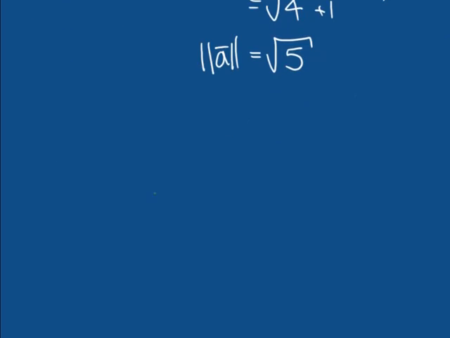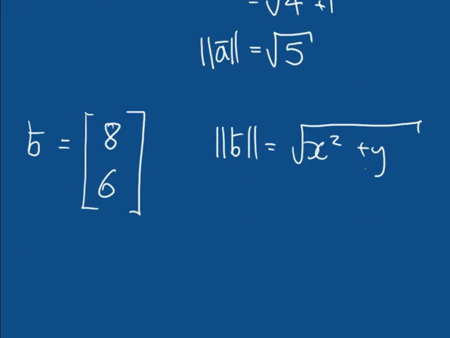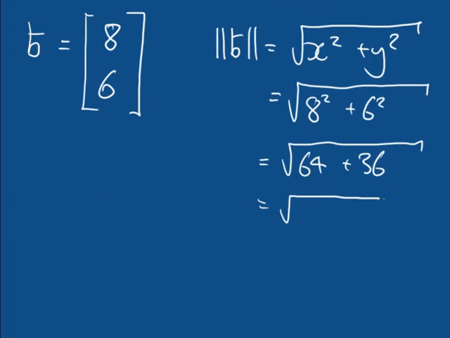So there's one example. Let's take a look at another example really quickly, though I imagine everyone by this point has already got how we do this, because it's a very, very simple operation. So let's say this is 8 and this is 6. That means the magnitude of B is equal to the square root of x squared plus y squared, which is equal to the square root of 8 squared plus 6 squared, which is equal to the square root of 64 plus 36, which is equal to the square root of 100, which in this case is a nice round value of 10.